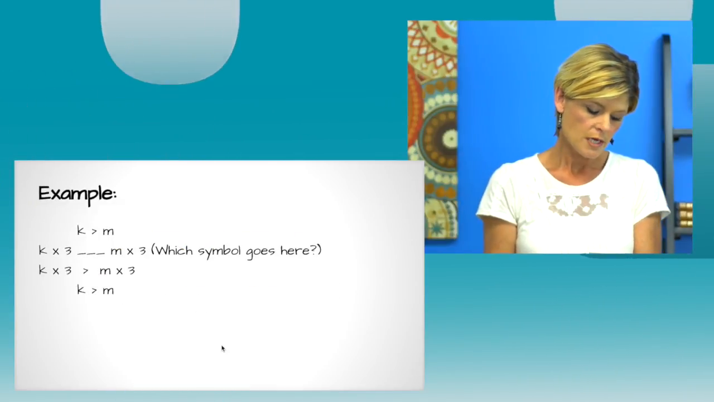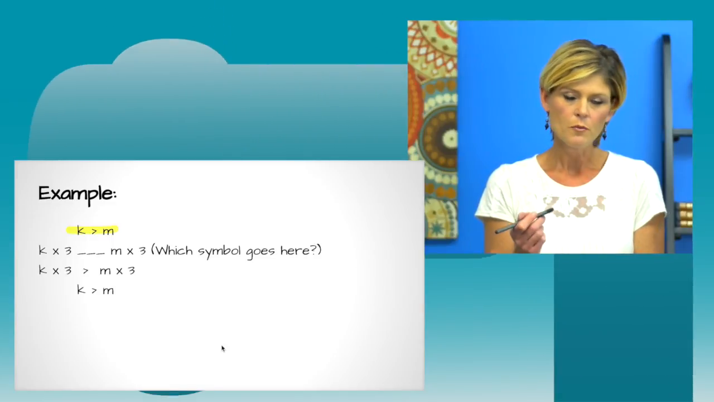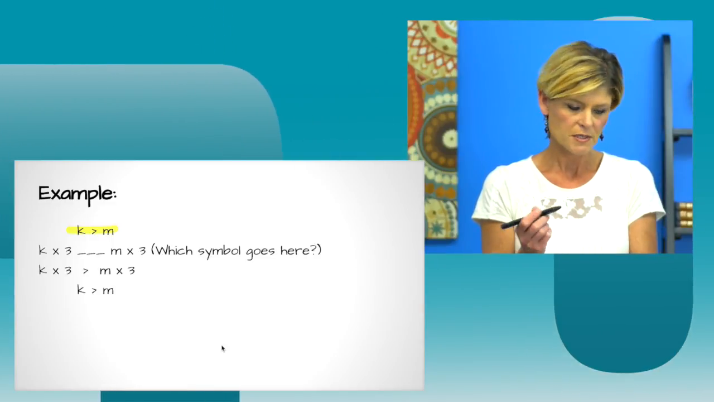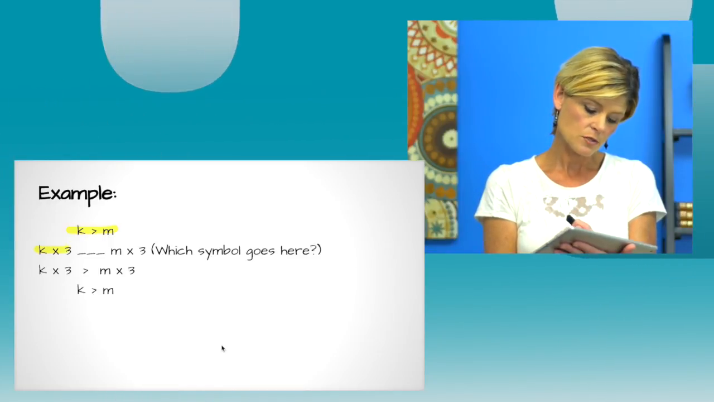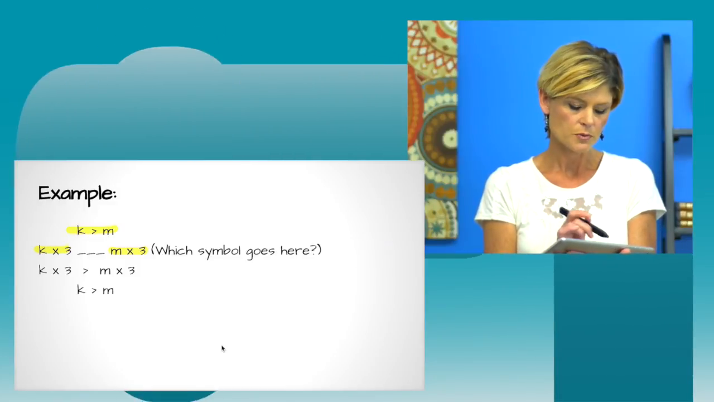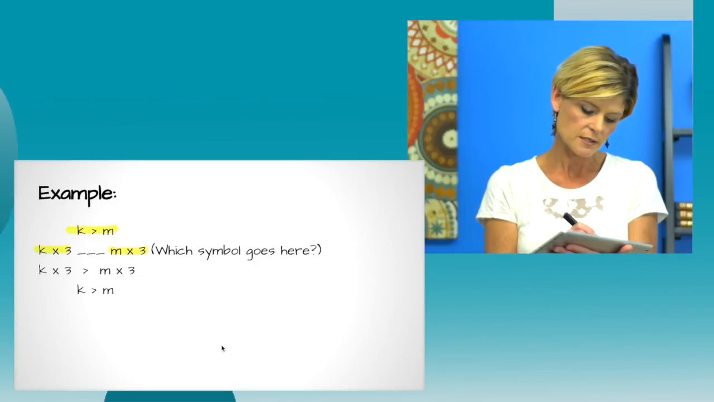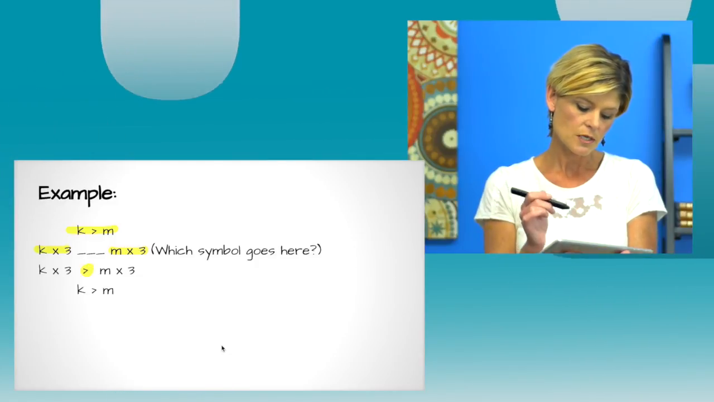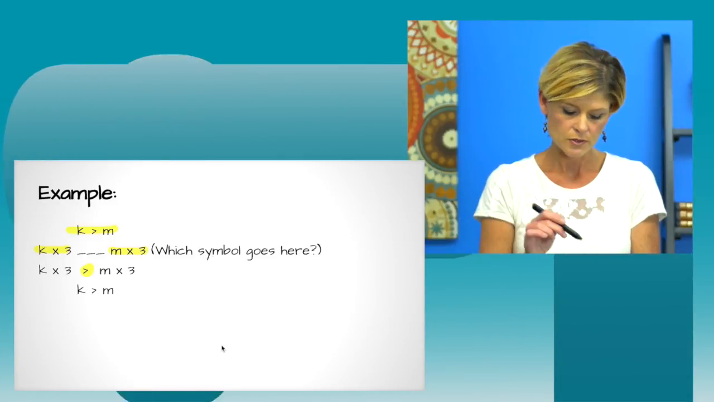Okay, so here's an example. If K is greater than M, the multiplication property of inequalities basically tells us that K times 3, and we have M times 3 over here, what symbol do you think would go in between those two? Well, it's actually pretty simple. It's going to be the same, because K times 3 will be greater than M times 3, because, as we said in the beginning, K is greater than M.